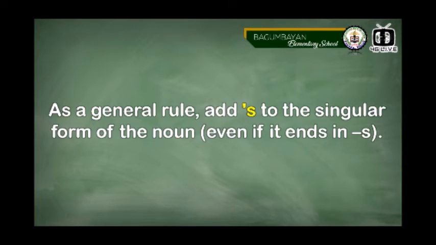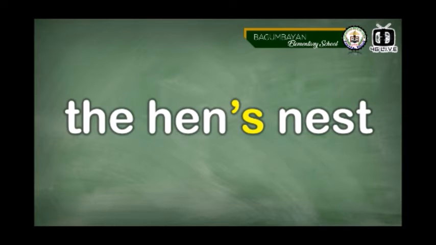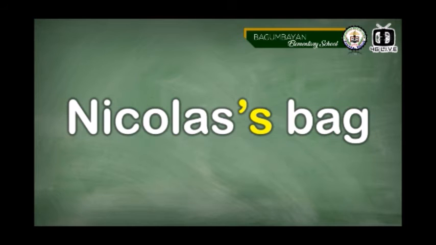Here are some rules in writing possessive nouns. To form a possessive noun, do the following. As a general rule, add apostrophe s to the singular form of the noun, even if it ends in s. For example, the hen's nest. Nicholas's bag.